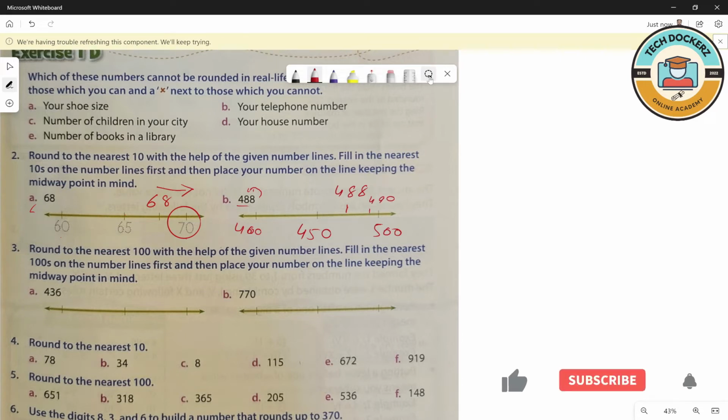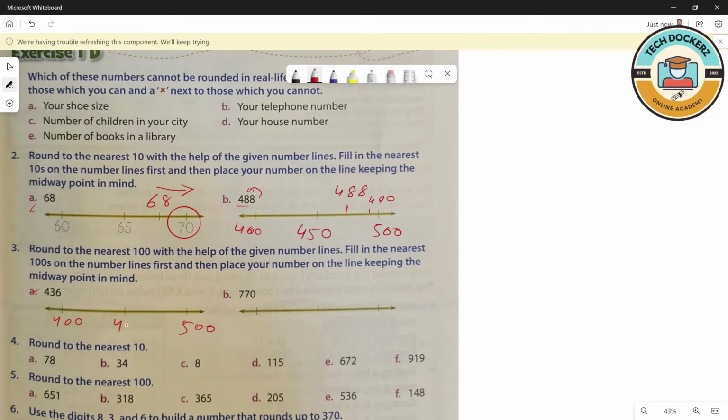490. Question number 3. Round to the nearest 100 with the help of the given number lines. Fill in the nearest hundreds on the number lines first and then place your number on the line keeping the midway point in mind. All right, so question number 3A is 436. 436 falls between 400 and 500.